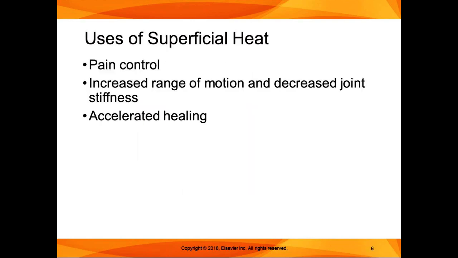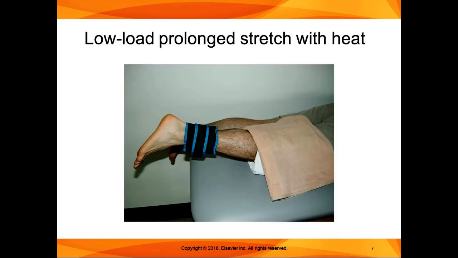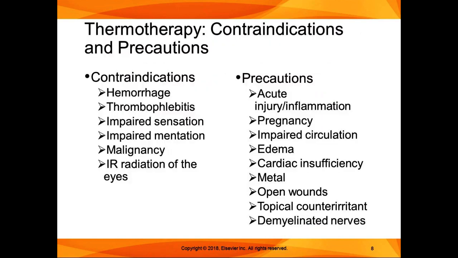So we're going to use superficial heat to control pain, to increase range of motion and decrease joint stiffness, and to accelerate healing. This is a low-load, prolonged stretch with heat. So this is something that we might be instructing a patient to do at home. They have a knee extension contracture, so we are going to put heat on the back of their knee and put a weight on there. They're lying prone. And that low-load, prolonged stretch with the heat helps increase tissue extensibility.